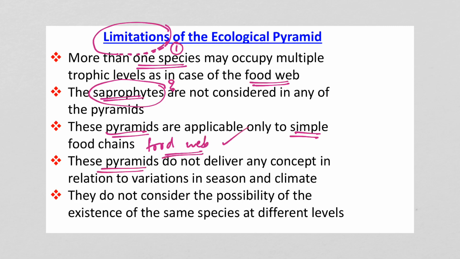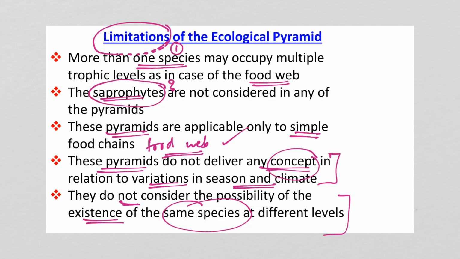These pyramids do not deliver any concept in relation to variations in season and climate. So this is another drawback. They do not consider the possibility of the existence of the same species at different trophic levels. So these are all the limitations. Not very important. That's why I have not gone into the details also. So this is all about the ecological pyramid. I hope this much is clear for you.